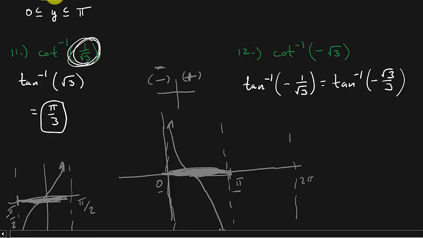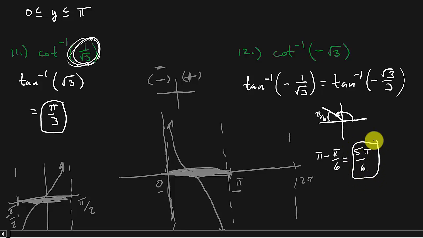So what do I have to do here? Well, I know I'm in the second quadrant, right? So we're here. I know we're looking at tangent right here, but our original problem is cotangent. All right. So the tangent of what is positive square root of 3 over 3? 30 degrees, or what? Pi over 6. So what is this angle in the second quadrant? It would be pi minus pi over 6, which is 5 pi over 6. And there's your answer.